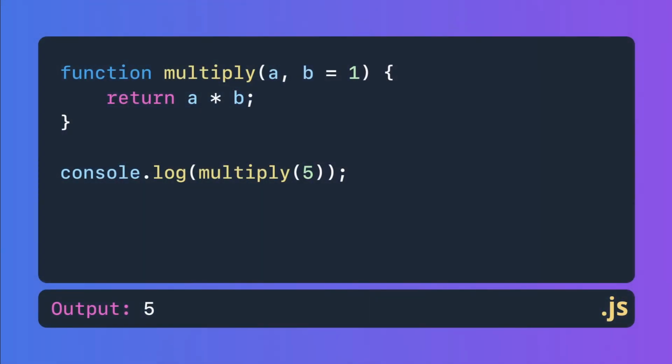Let's take a look at this example. We have a function multiply which takes parameters a and b. However, b is set to be defaulted as 1. So if no b value is provided, no second parameter is given to the function call, b is set to 1 by default. And of course, we can see when we do multiply and call it with only 5, it returns 5 as b is set to 1.